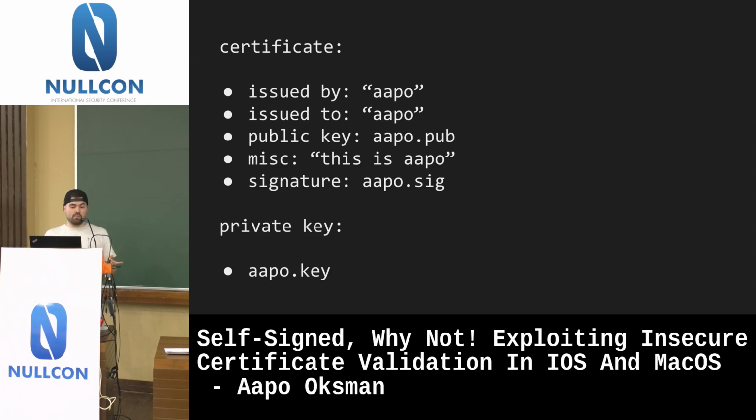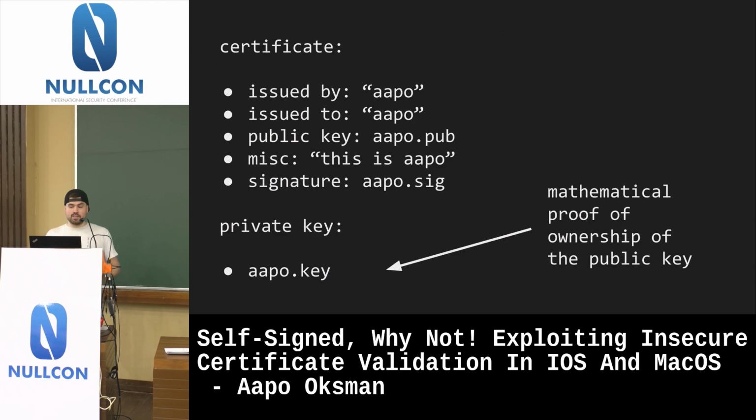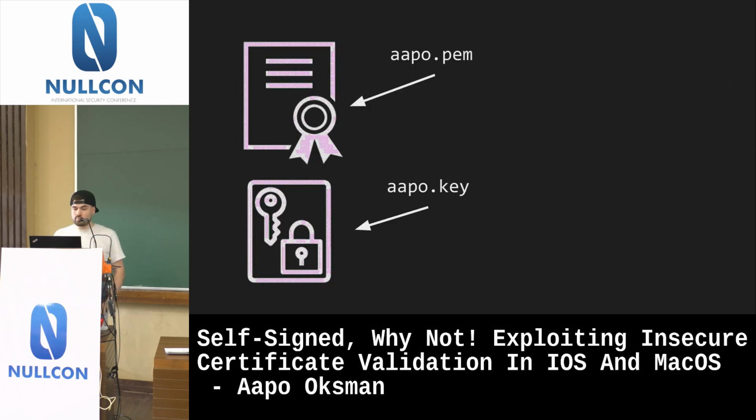We need another file that contains the private key for our certificate. How this works is that you have the public key inside your certificate, and with your private key, you can prove that you own the public key. So we have two files. We have aapo.pem and aapo.key.